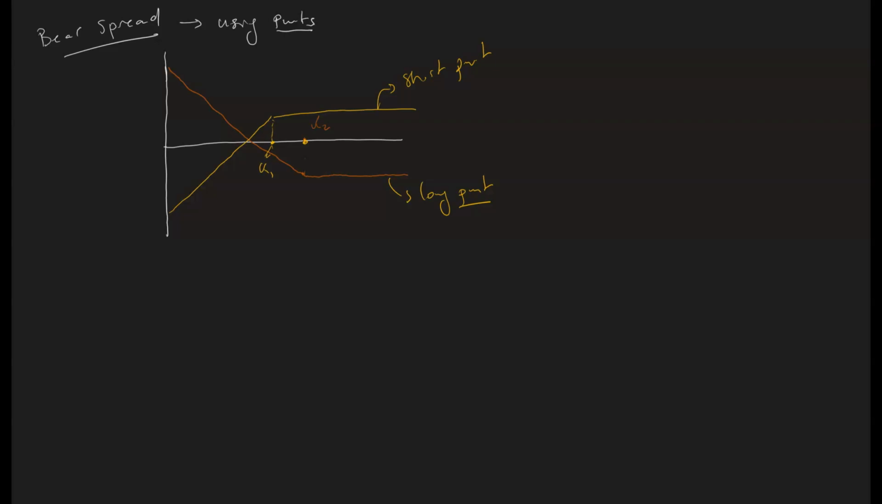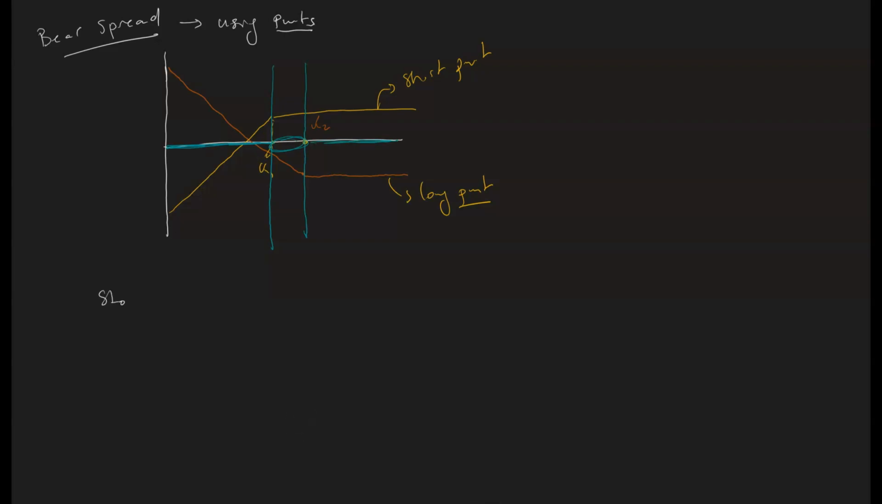Well, we're going to do something very similar to what we did with the calls on the bull spread. So we're going to split this in 3 zones. And we're going to say what is the behavior or what is the payoff if we are below the K1, what is the behavior if we are between K1 and K2, and what is the payoff if we are above K2.